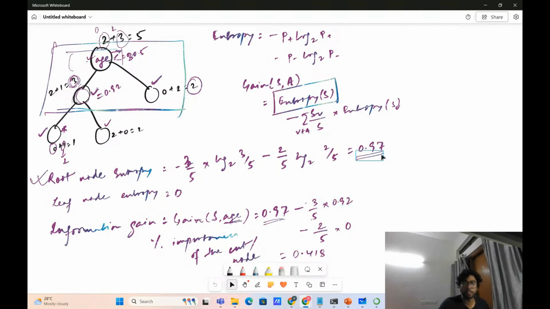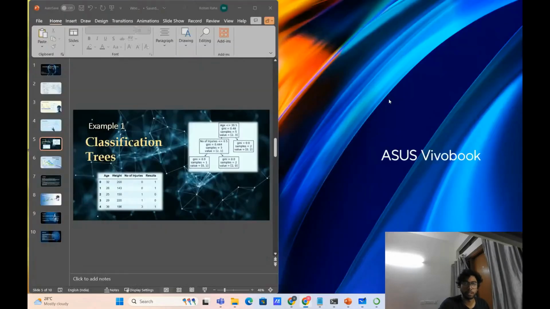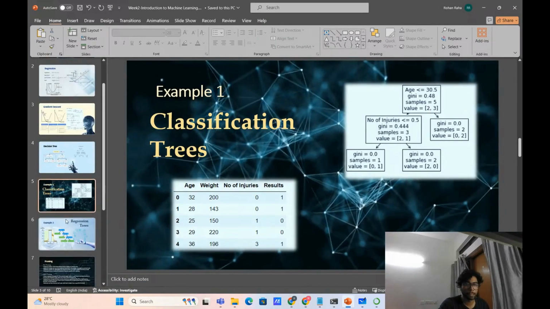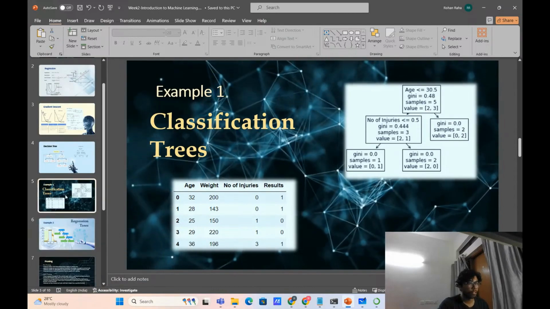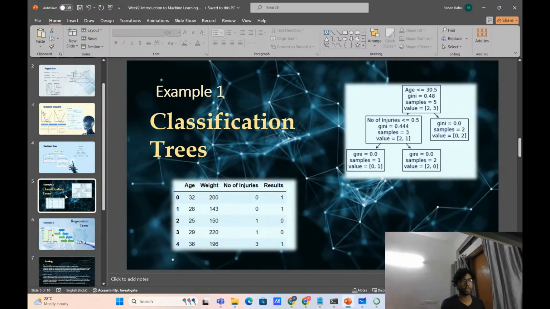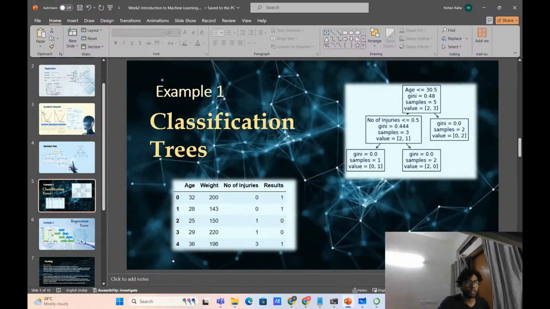Fair enough. I think we are done with the calculation part. If you have any questions, after this we will not do any calculation. This is the last calculation we do.